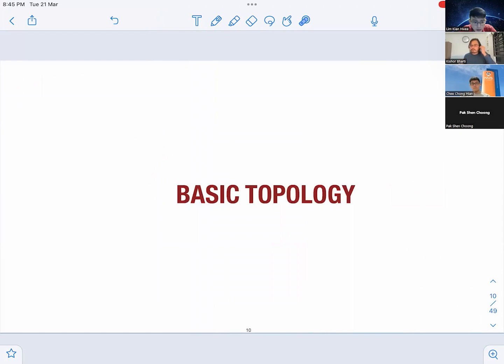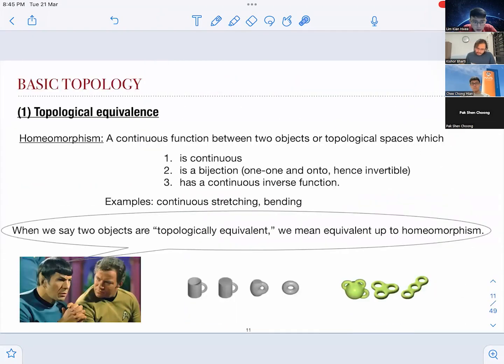Let's look at some notion of basic topology. To understand that, first we understand the notion of topological equivalence. So what do we mean by a coffee mug and a donut being the same? Obviously, these concepts are defined much more rigorously.